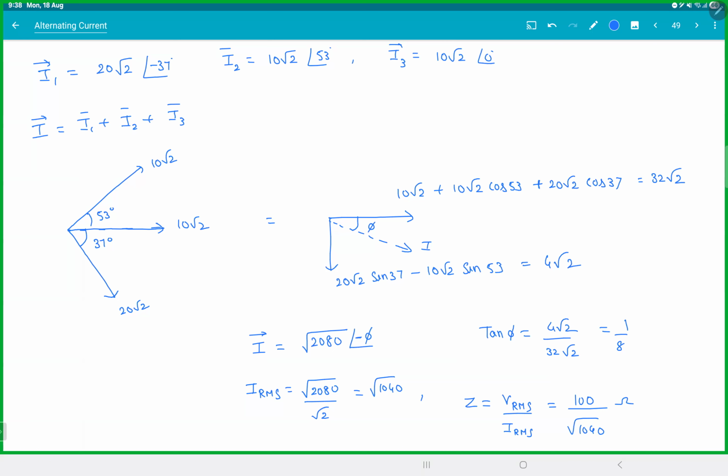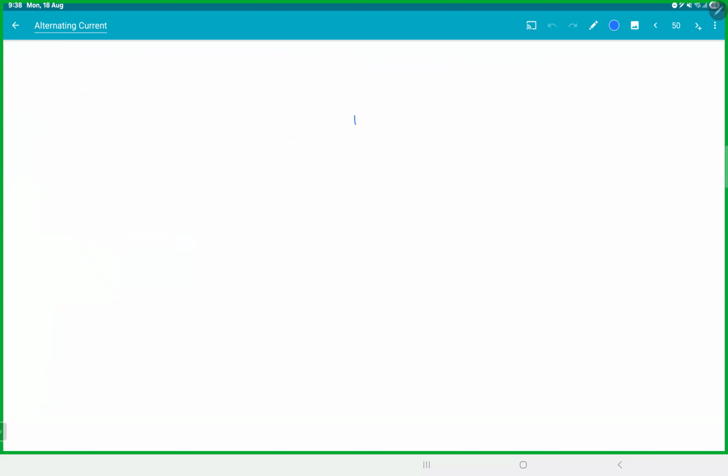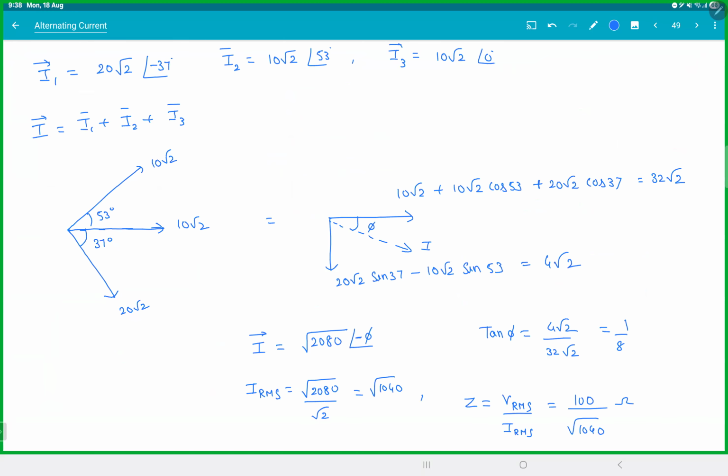Clear with this? If you can handle this, I think you got everything. You'll get whatever you want, like the power factor cos phi, since you know phi. Another way to do this is to get all these things: 1 plus 4 3j plus 1 by 6 minus 8j plus 1 by 10. If you do the operation, you'll get the equivalent, then you take Z equivalent. I think even that will take the same amount of work. Anyway, clear with this?